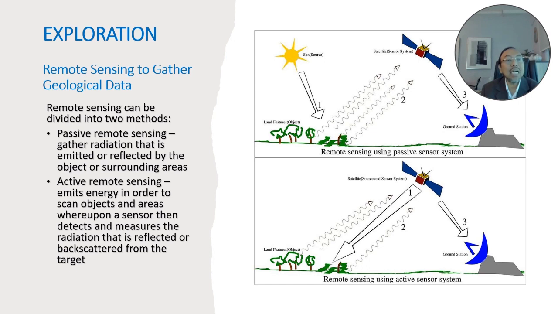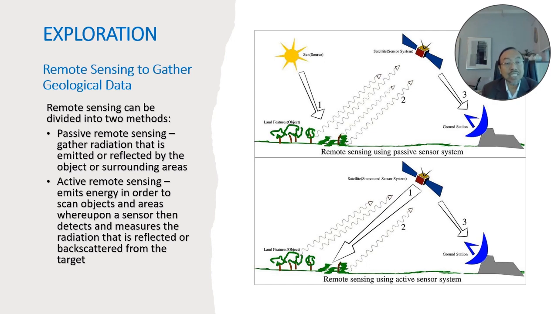The next one is remote sensing to gather geological data. Remote sensing can be divided into 2 methods. The first one is passive remote sensing. It gathers radiation that is emitted or reflected by the object or surrounding areas. Reflected sunlight is the common source of radiation measured by passive sensors. Examples of passive remote sensors include film photography and infrared radiometers.